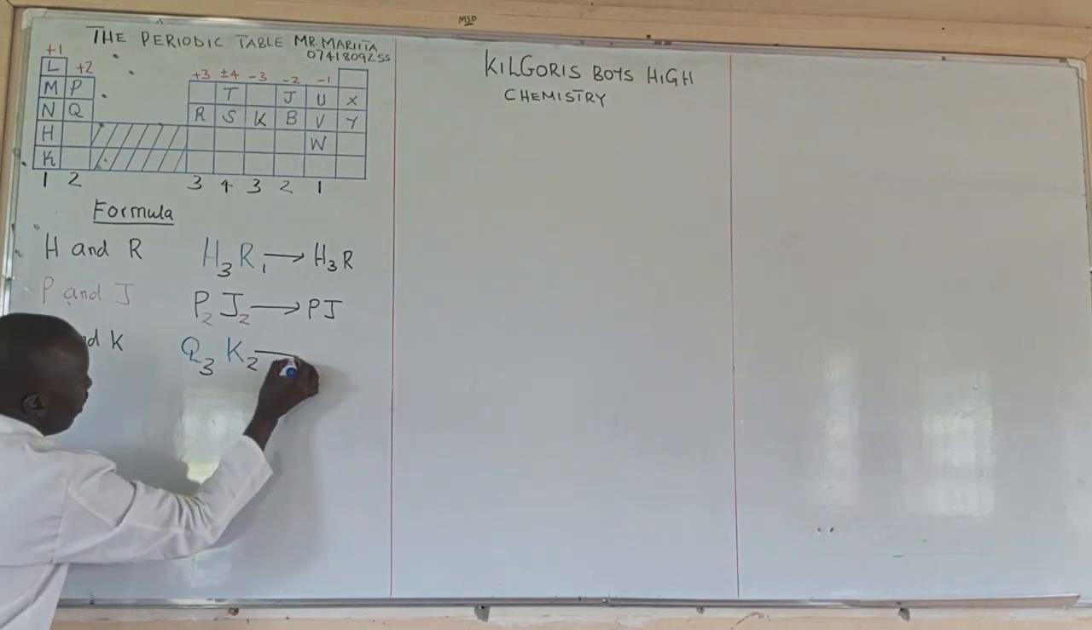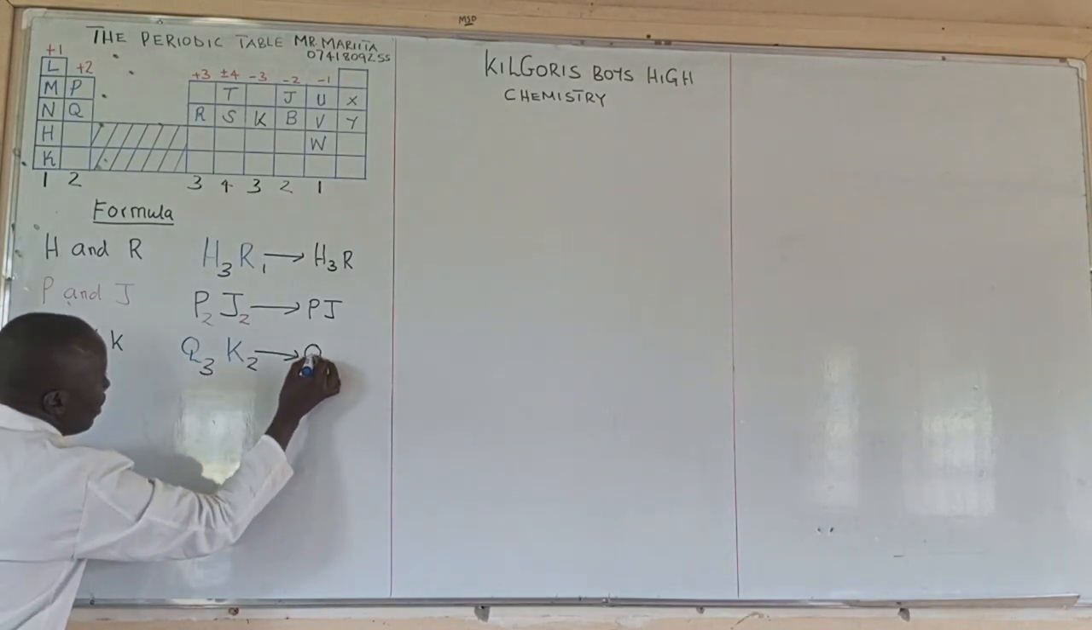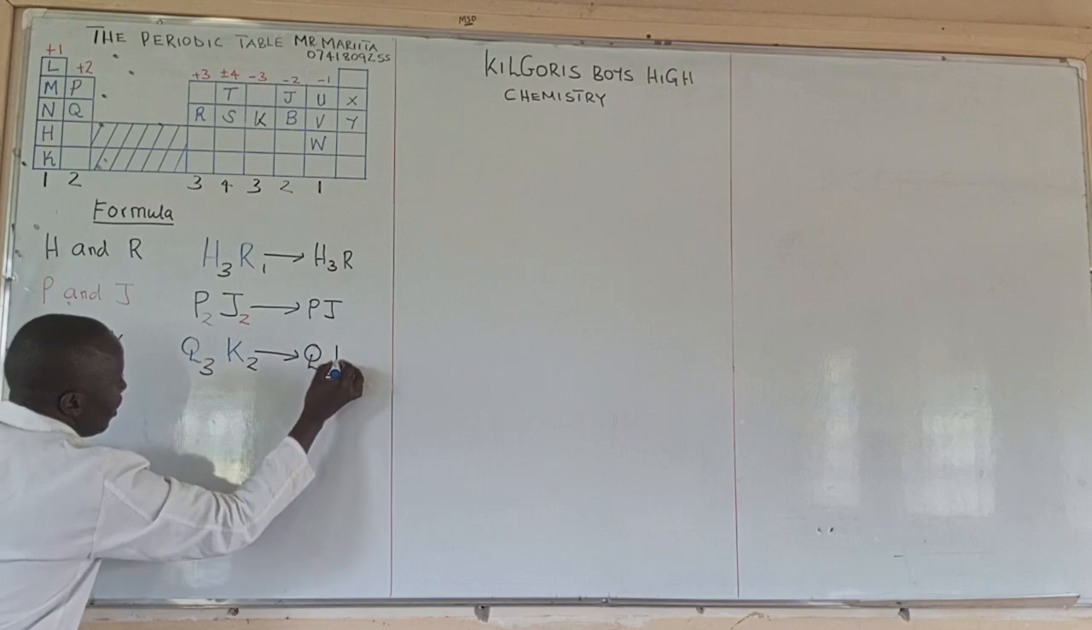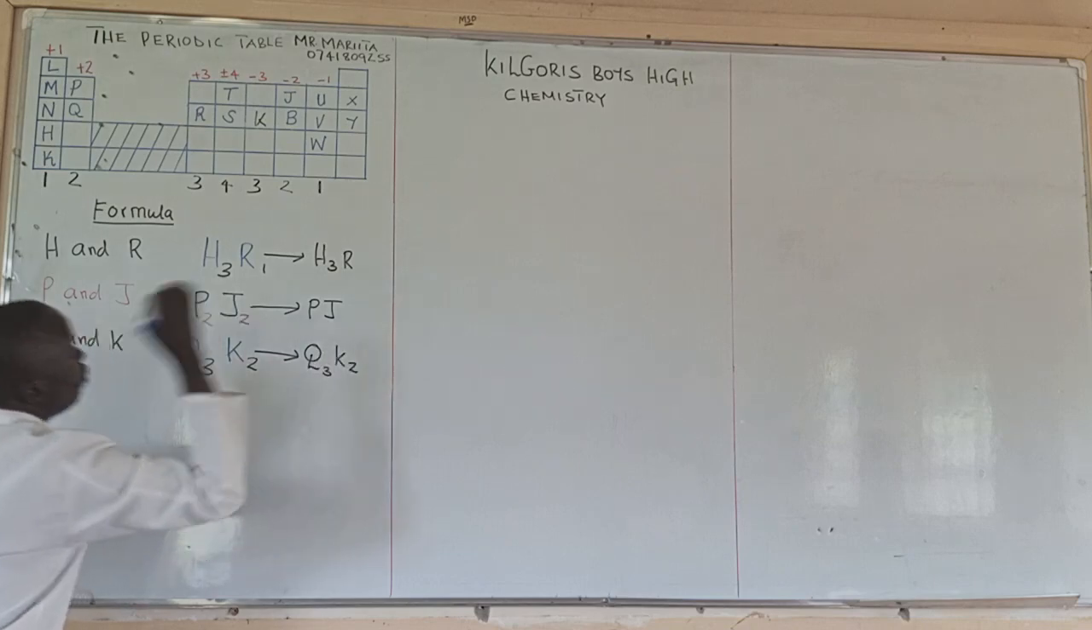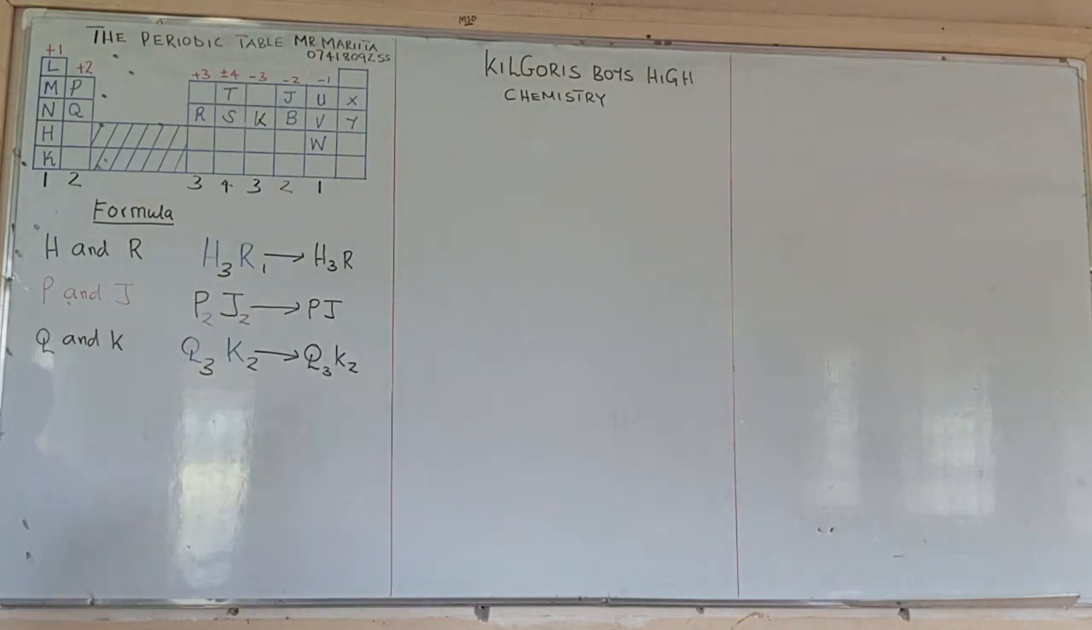So simply the formula of this compound now we have as Q3, then we have K2. Simply that is how you can write the formula. Suppose now you have been told to write the formula of the compound formed between element K and element W. So we have element K and element W. How do you write this one here?